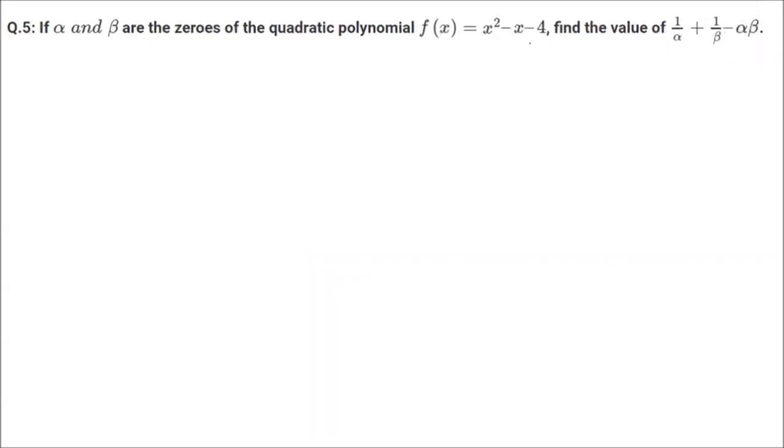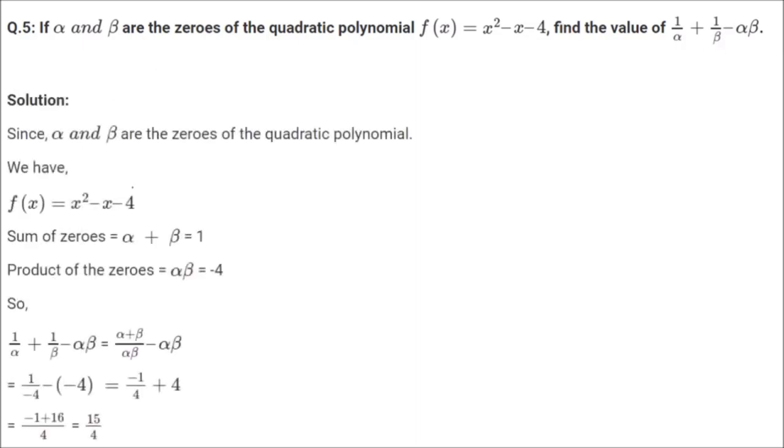Now x square minus x minus 4, and 1 by alpha plus 1 by beta minus alpha beta. This we have already done. So just let me show you. Here a is 1, b is minus 1 and c is minus 4.